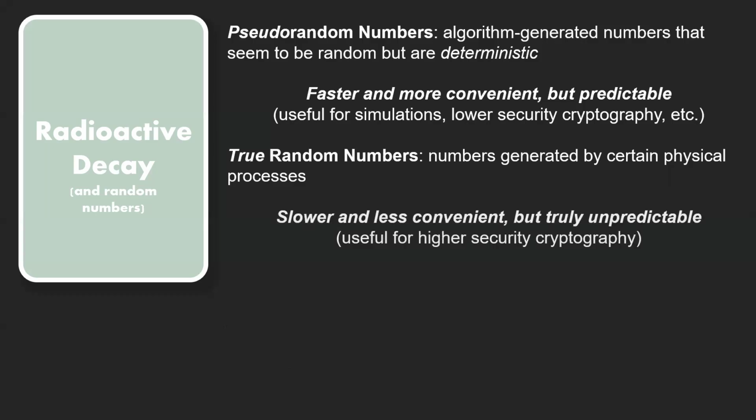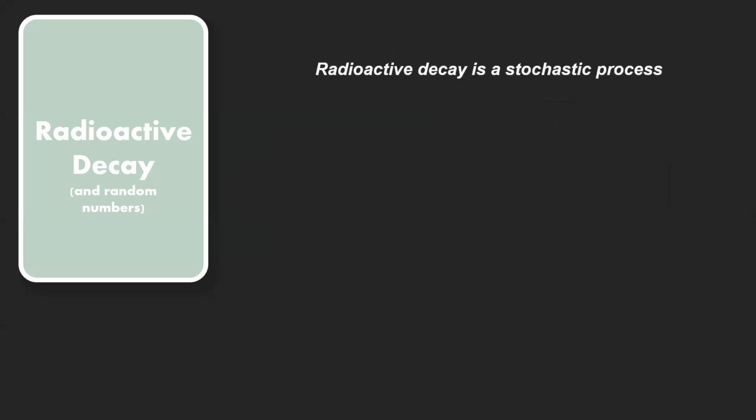But either way, these methods are slower and less convenient. Of course, I don't think we have like 50 lava lamps lying around at our homes. But they are truly unpredictable. And they're, of course, very useful for higher security purposes. And as quantum physics evolved after Marie and Pierre Curie ended up discovering radioactivity, we actually found out that radioactive decay is a stochastic process. Now, stochastic is a really fancy word that just means random, so don't worry about it.